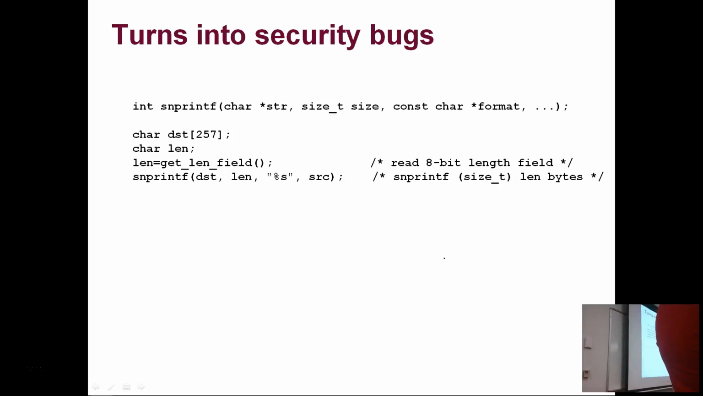So it says print this thing to this buffer destination. This is the length that you want to print from this field. And then I want to print that as a string. And the source is wherever the pointer is in the packet. Okay? So what is the issue here? It's only going to go up to 127.